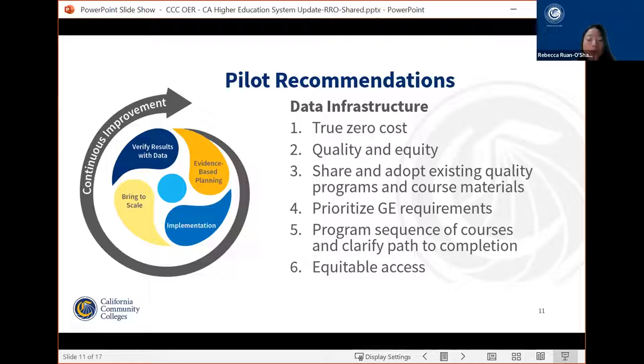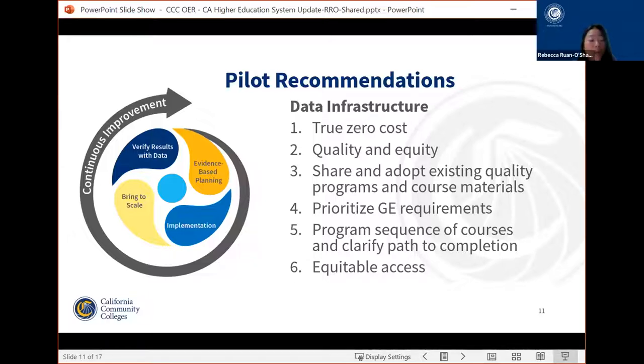So how can we continue to prioritize and focus on development and curation of the ZTC OER materials for these courses? And a critical part when we think about the legislative intent around time to completion is clarifying pathways. So how do we really work on the program sequencing, right? And clarify the path to completion.